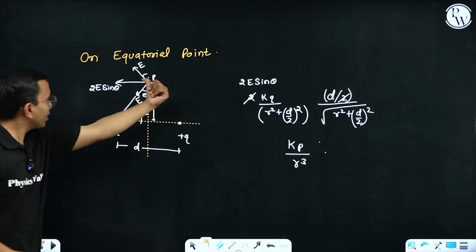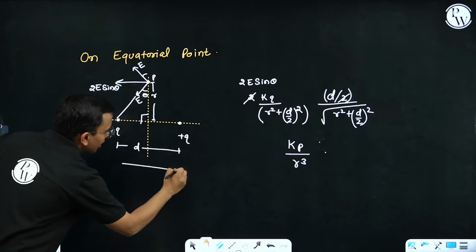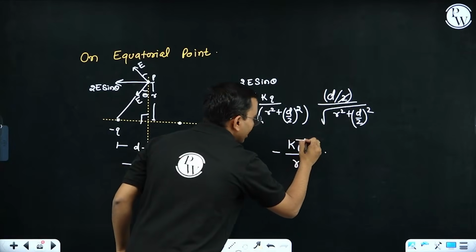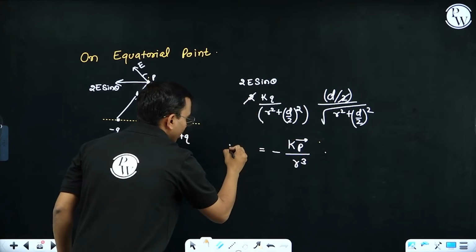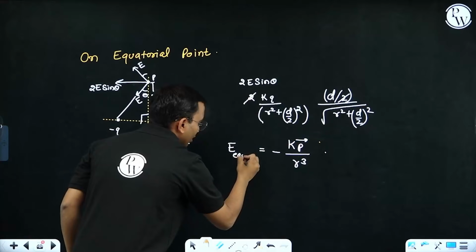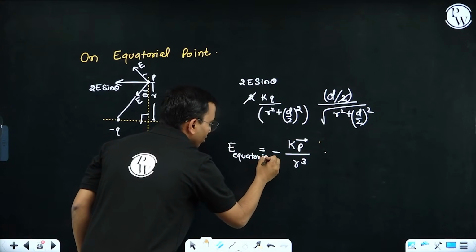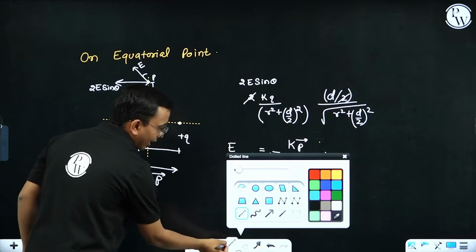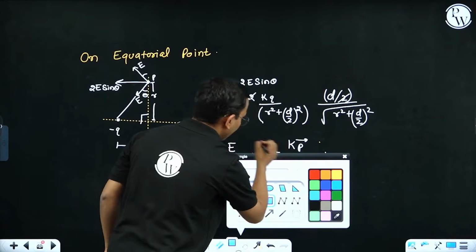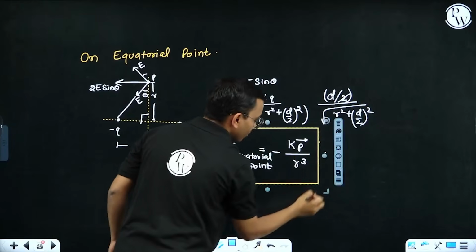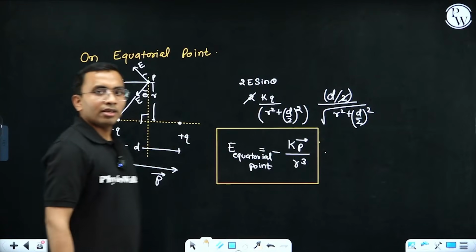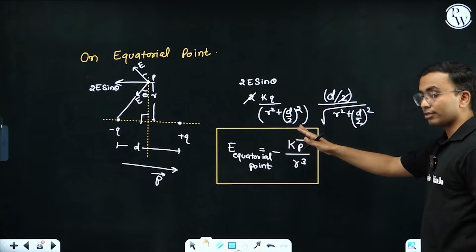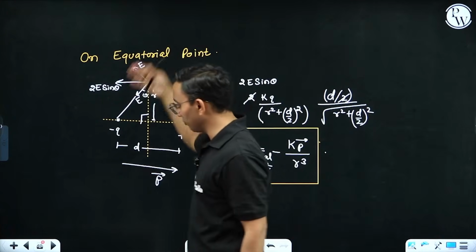What is the direction? The electric field is towards the left, the dipole moment p is towards the right, so this is minus of p, so minus of kp by r cube. This becomes my electric field at the equatorial point. This formula is most important, you must remember this formula, never skip this. Got it? Never skip this formula. So you must remember these two formulas with sign. This is negative, the opposite direction, on the equatorial line.